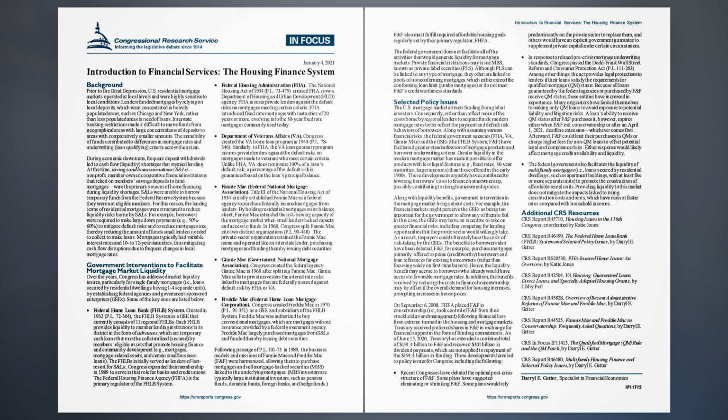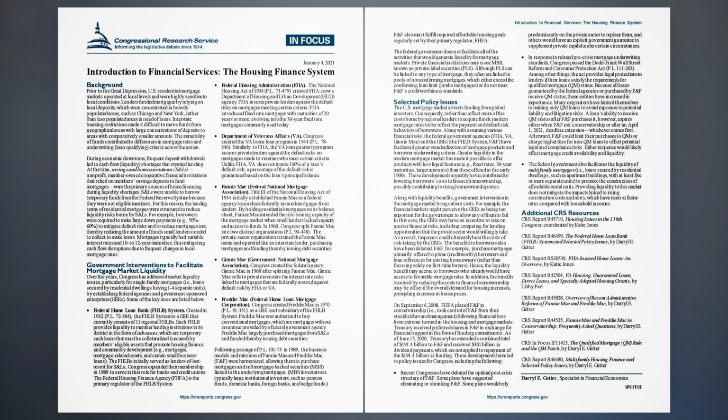Federal Housing Administration (FHA). The National Housing Act of 1934, PL 73-479, created FHA, now a Department of Housing and Urban Development (HUD) agency. FHA insures private lenders against the default risks on mortgages meeting certain criteria. FHA introduced fixed-rate mortgages with maturities of 20 years or more, evolving into the 30-year fixed-rate mortgages commonly used today.